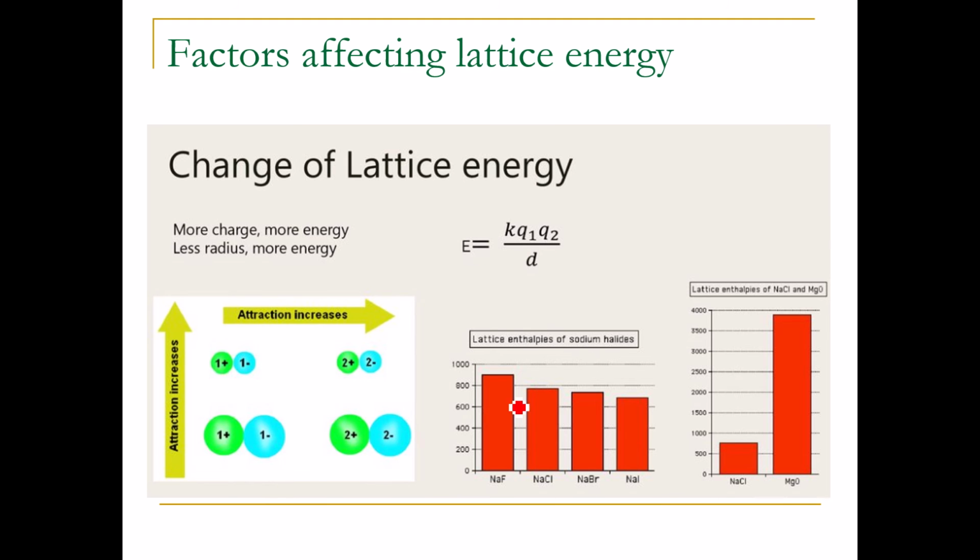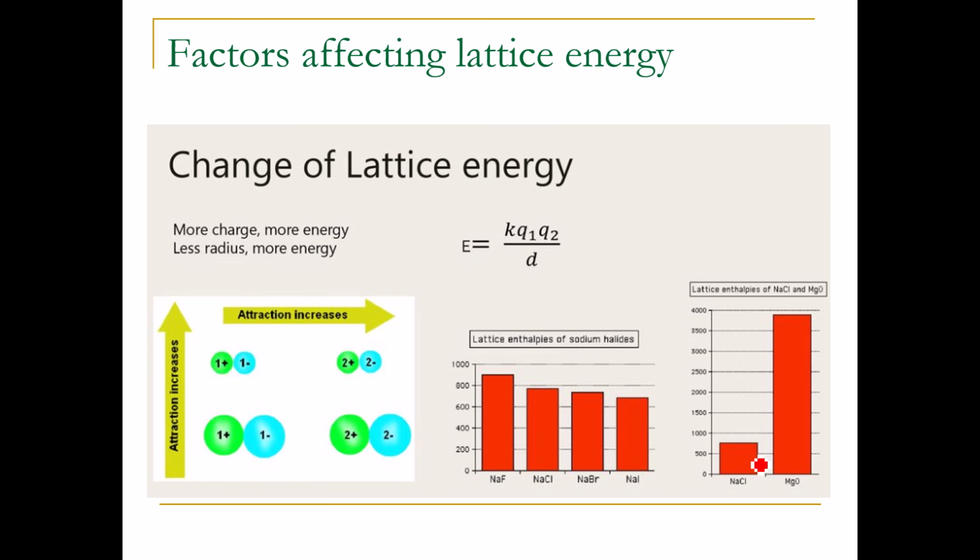So these graphs show you that same kind of concept. When we go NaF, NaCl, NaBr, NaI, sodium stays the same, but we're increasing the radius of the anion, so the bond is further and further apart, the distance between them grows, we see a decrease in the lattice energy. All right? It's not a huge decrease, but it is there.